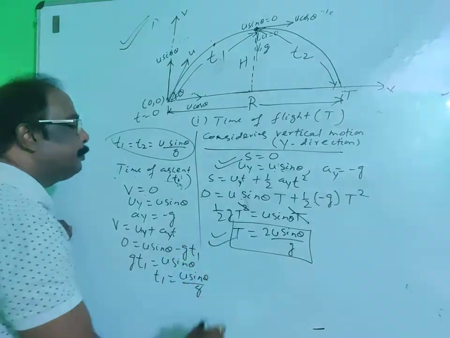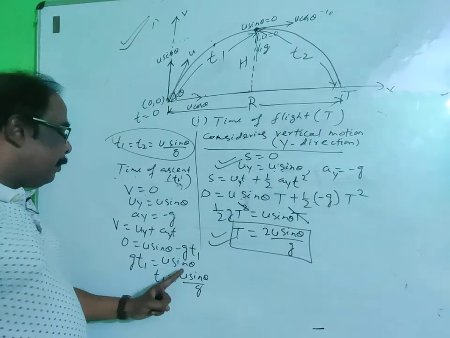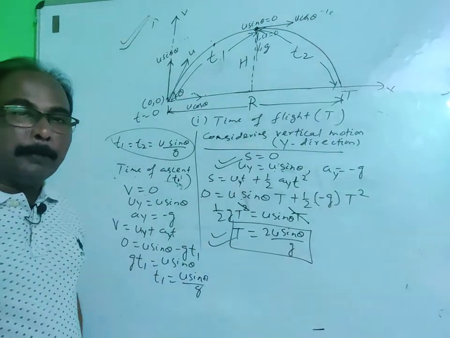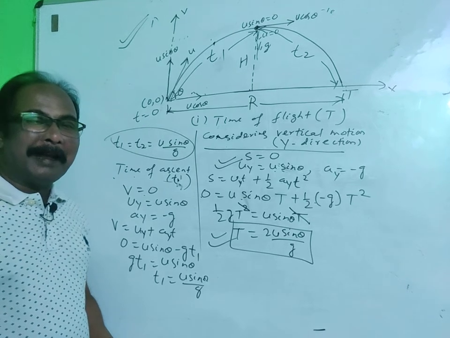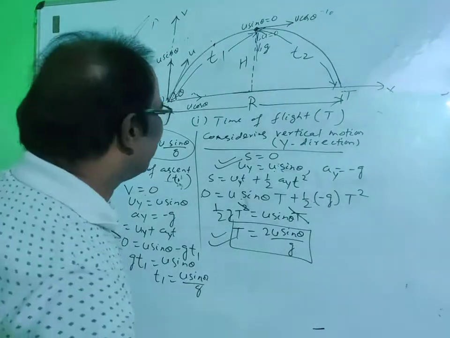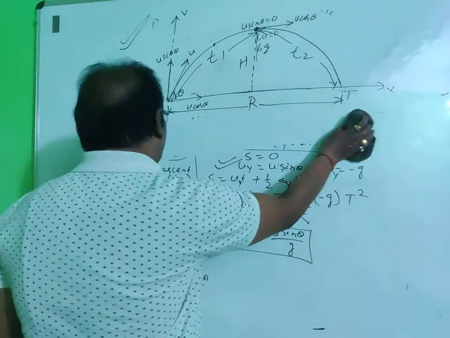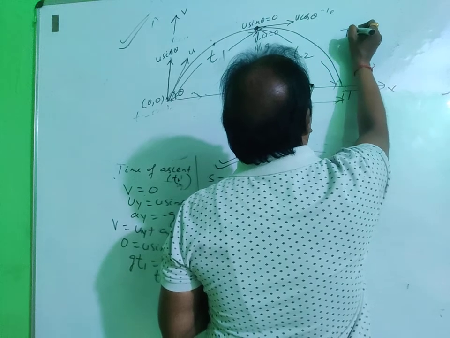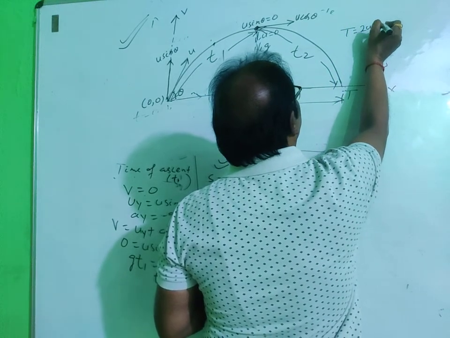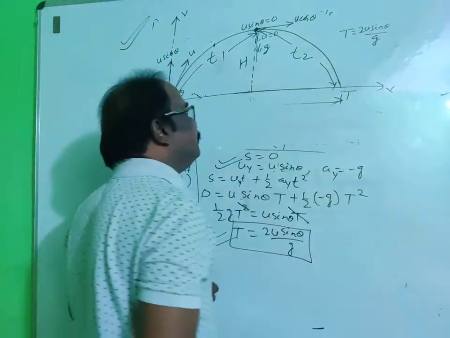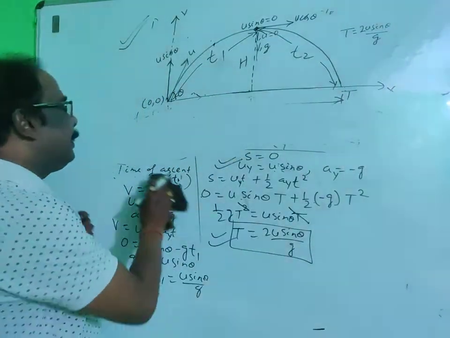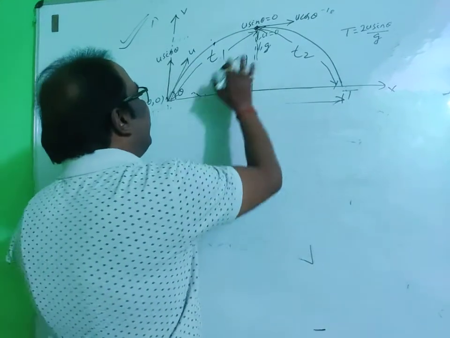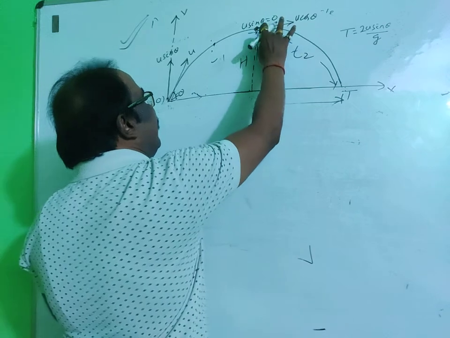But total time is 2u sin theta by g. Thus, if time of ascent is u sin theta by g, then obviously time of descent is u sin theta by g. Thus, if air resistance is neglected, then time of ascent is equal to time of descent. This is about time of flight. Okay, I am writing the output formulas here. T is equal to 2u sin theta divided by g, and time of ascent is u sin theta by g. Time of descent is also u sin theta by g. Okay, these are not required now.